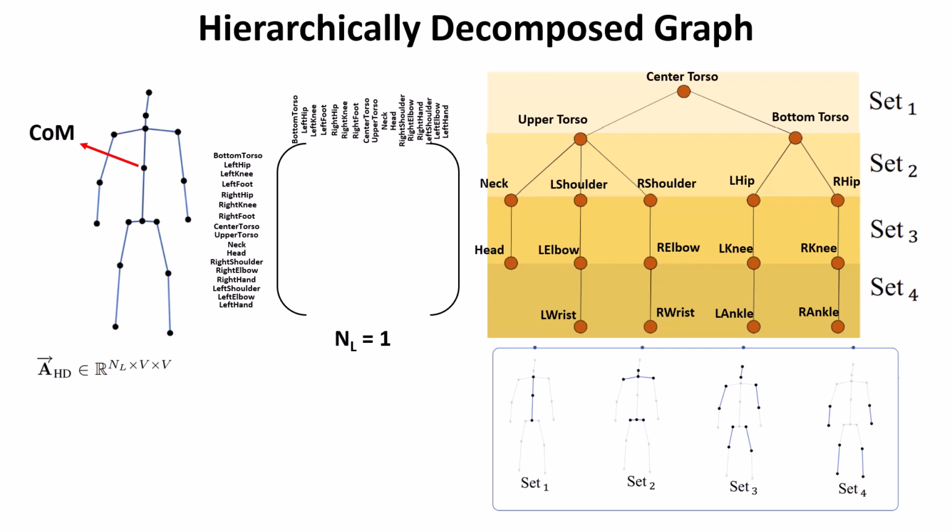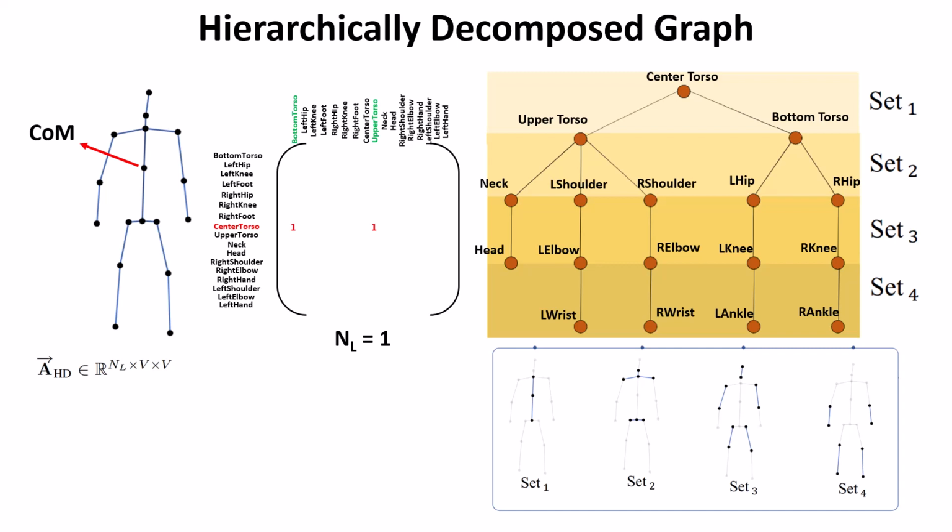So in the first edge set, what nodes are the parents? Only one node, which is center torso. And what are the children? Those are upper torso and bottom torso. So we just say for the row center torso to the columns of the bottom torso and upper torso, we should have entry of 1 because those are connected.